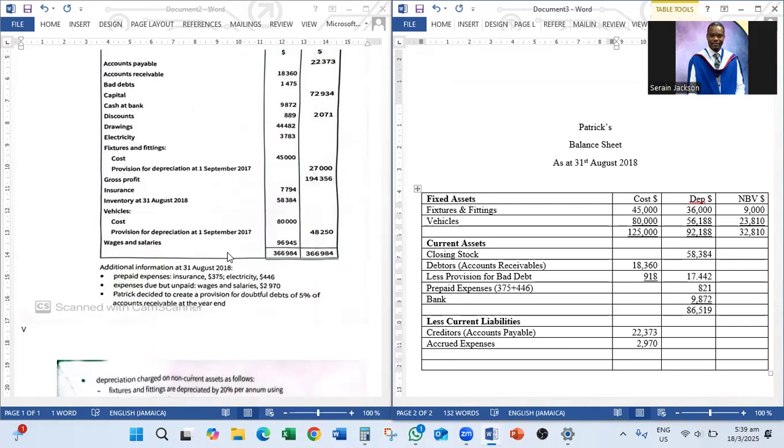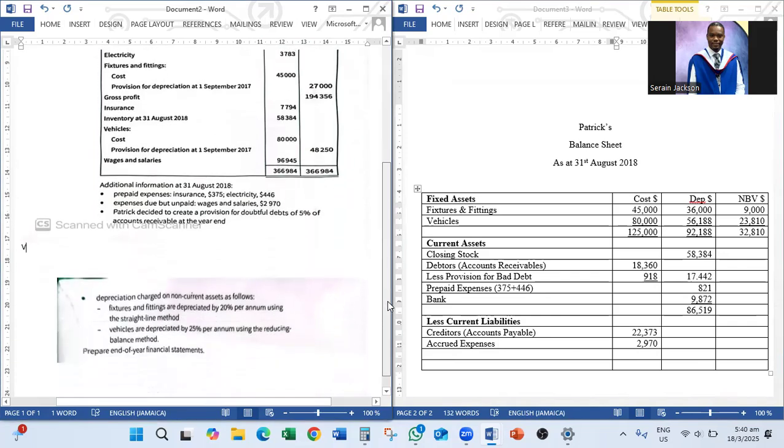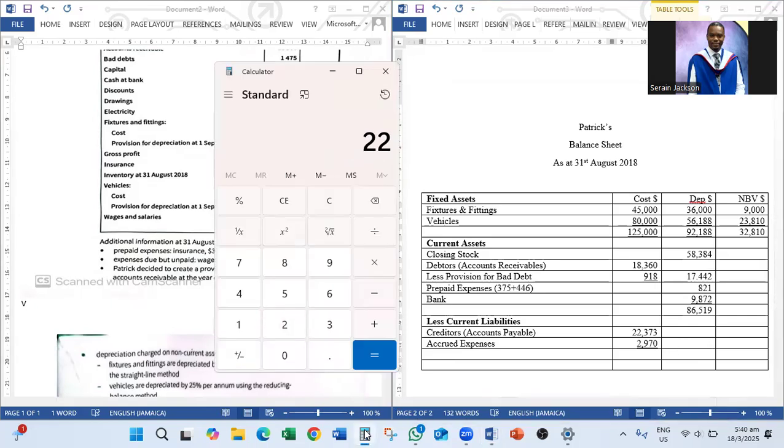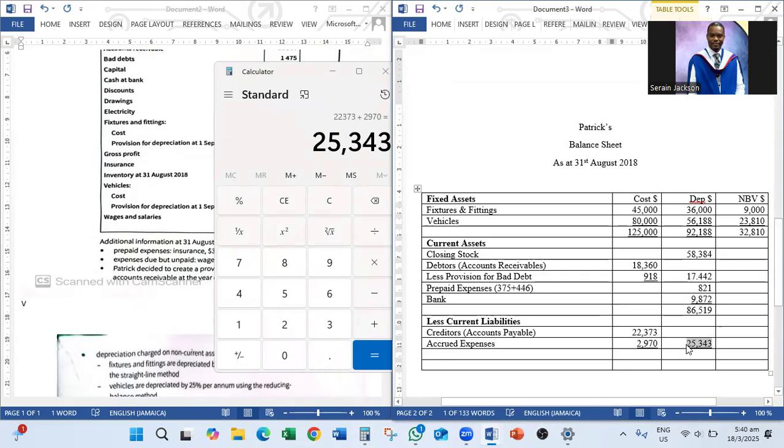Do we have any other liability? For example, a short-term loan. You look in there, you don't see any short-term loan. So that's it, basically. So we're going to add these figures. Go to your calculator. 22,373 plus 2,970. That gives us a total of 25,343. That we're going to now subtract from this to get our working capital.